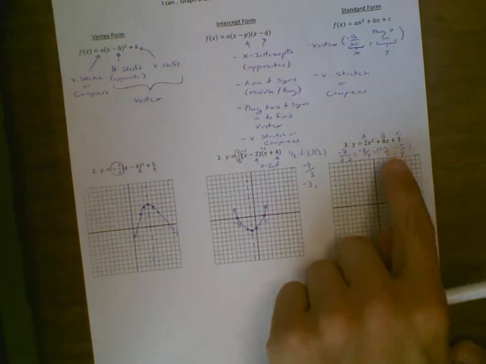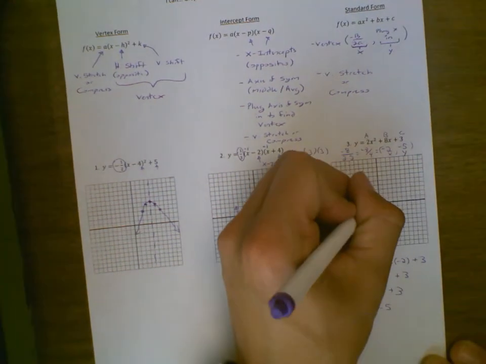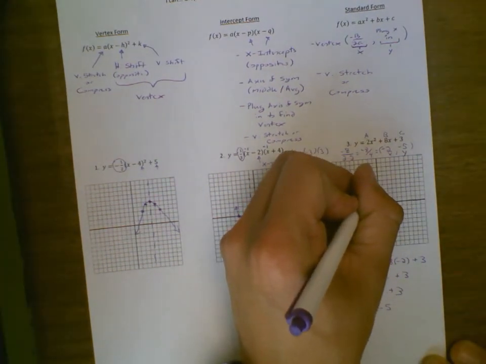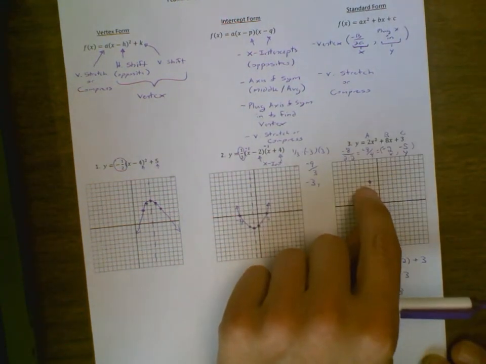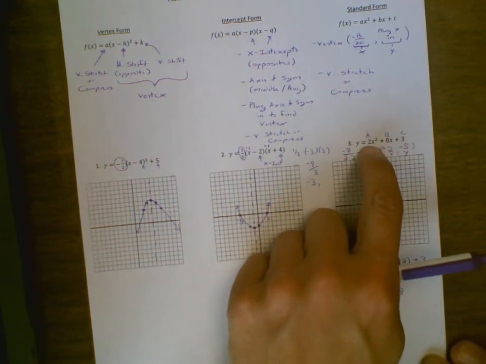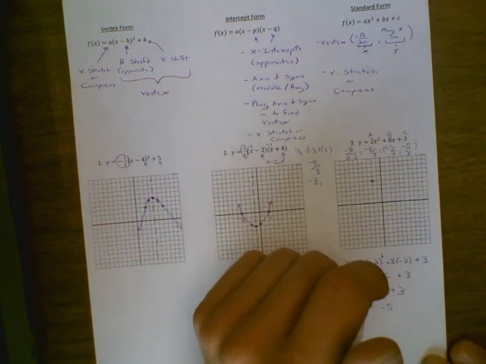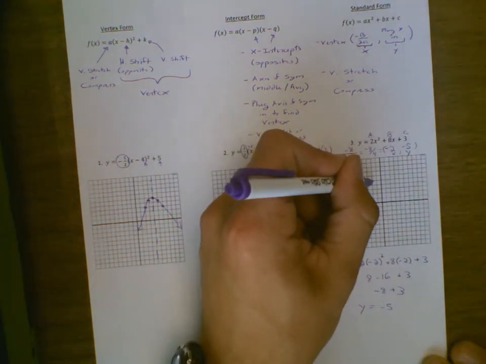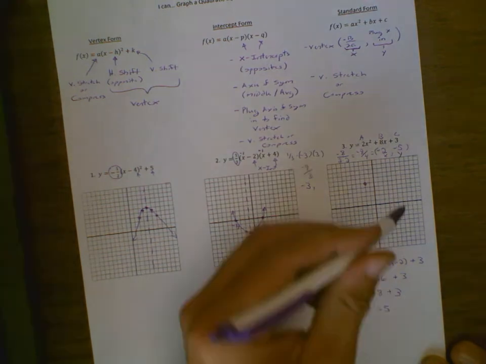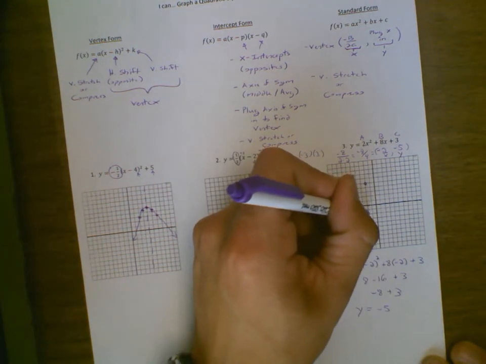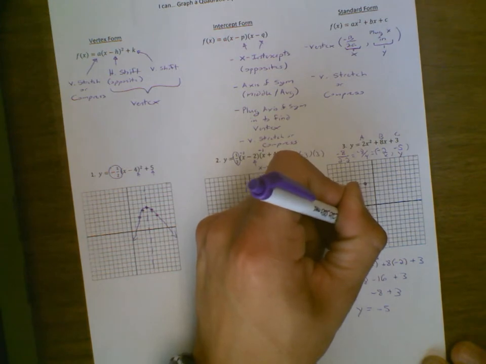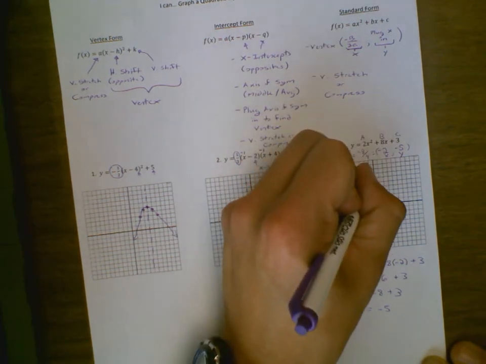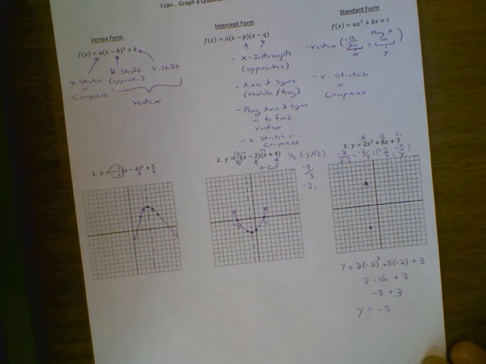So I just plot -2, -5, and that's my vertex. Once I have the vertex, I then just use the vertical stretch. And in this case, I'm sorry, I went up 5. This is a -5, excuse me. It should be over 2, down 5: 1, 2, 3, 4, 5. So not this point. I apologize, I missed the negative. So this is the vertex.